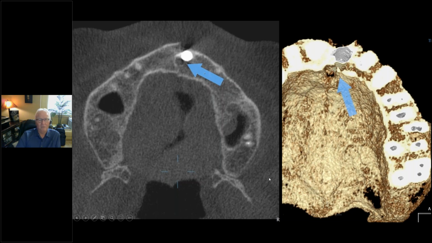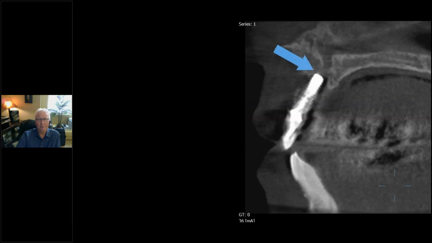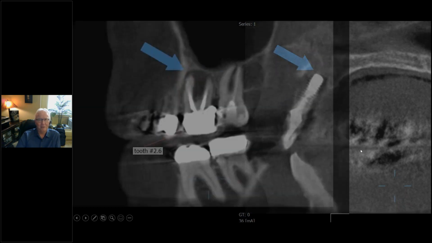So if any of you get into trouble and you need expert opinion, I do that as well, but I don't want any of you as my defendant in any of these cases. I want you to use the tools and not place the implants where they shouldn't go.